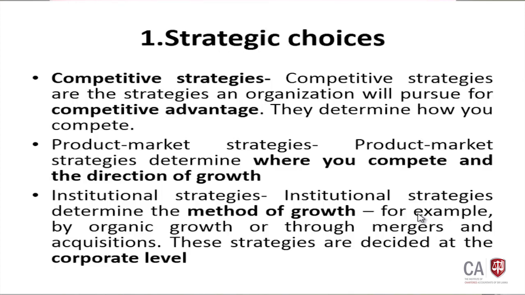From an organizational point of view, you can make 3 strategic choices. Now, what are the 3 strategic choices you can make? One is competitive strategies, second one is product market strategies, third one is institutional strategies. Competitive strategies, what are competitive strategies? This is related to a single entity, the strategy you can apply to get a competitive advantage that determines how you compete.